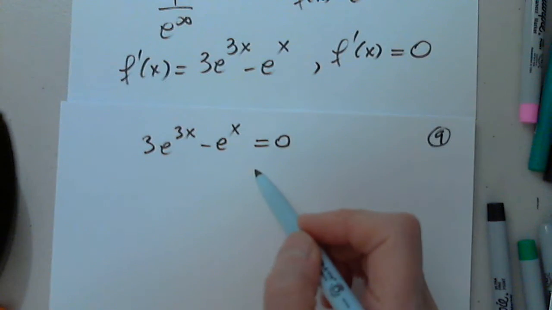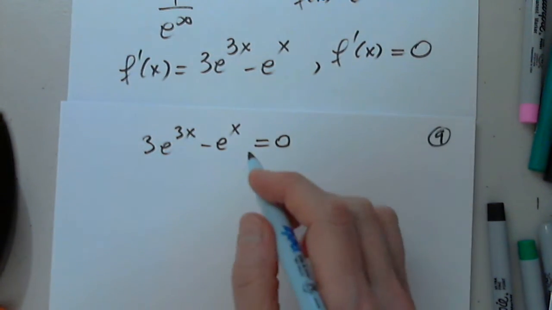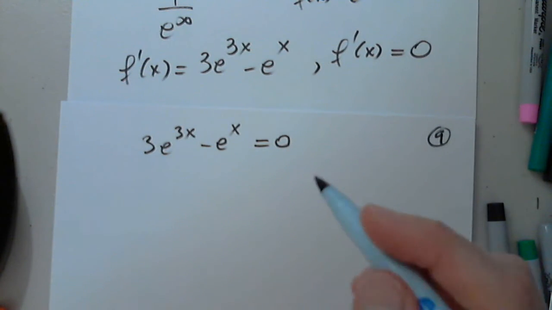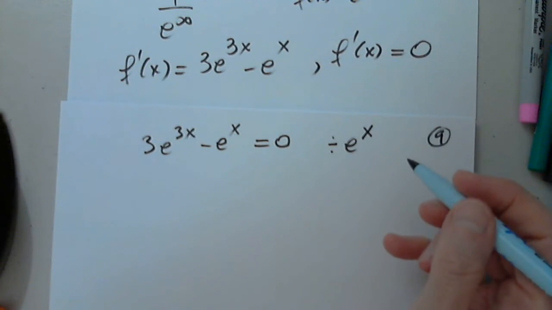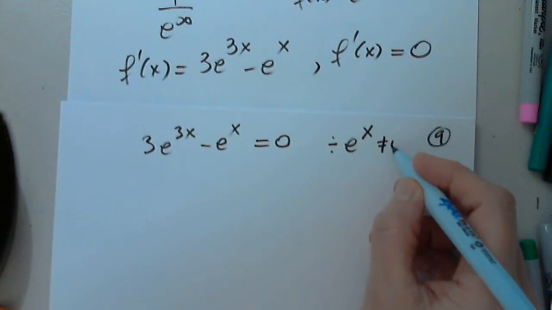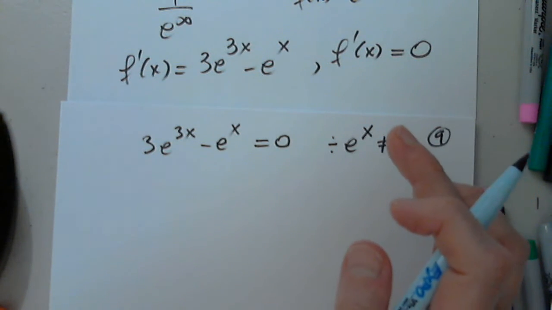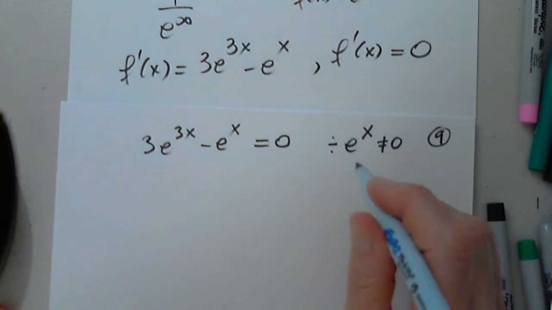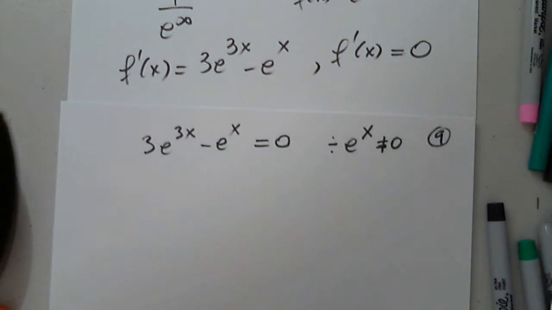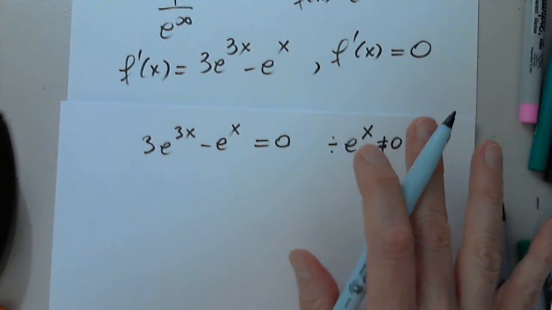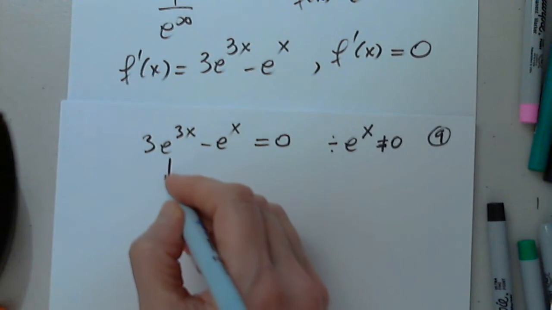How do I think about this? No, I will not move e to the x to the other side just yet. I can divide by e to the x. How come? E to the x is never 0. I can never divide by 0. If you remember, I think we wrote that note a long time ago. But I can divide by e to the x because e to the x is never 0. Or you can say, let's not divide, we can factor. That's possible too. Now remember how we get this.